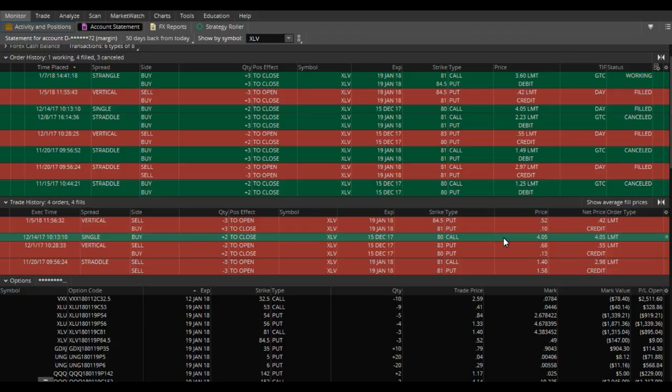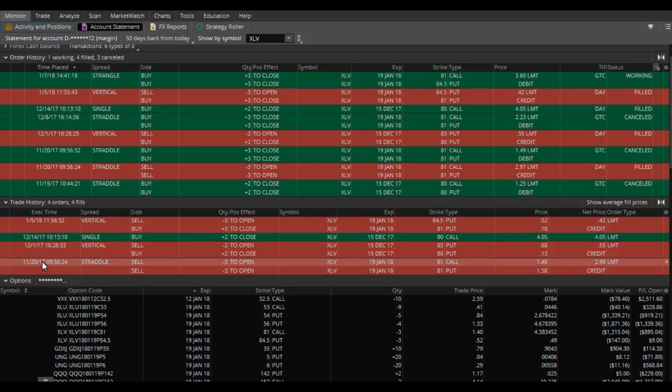Okay, so that's what we're doing with XLV. We're trying to get this position off for 360. I've already entered my buy to close order, and so hopefully we're going to get that filled. But that is our adjustment in XLV. When I think about XLV, really what I did wrong here is I entered into this trade too early, right?